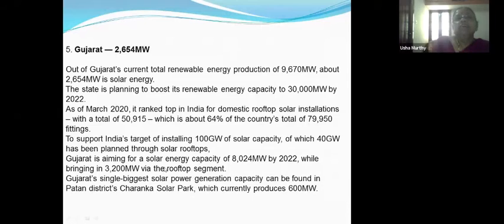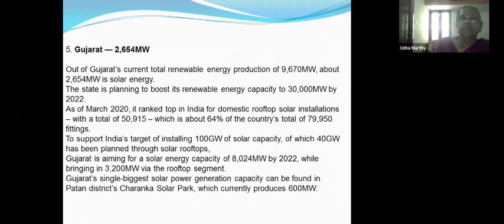Then we have Gujarat. Out of the total renewable energy, Gujarat had about 2654 megawatts. The state is planning to boost its renewable energy capacity to 30,000 megawatts by the end of 2022. As of March 2020, it ranked top in India for domestic rooftop solar installation, which is about 64% of the country's total, about 8,000 fittings, to support India's target of installing 100 gigawatts of solar capacity, of which 40 has been planned through solar rooftops.